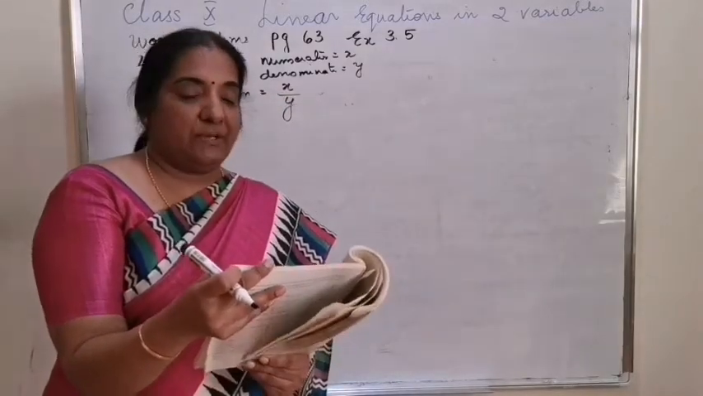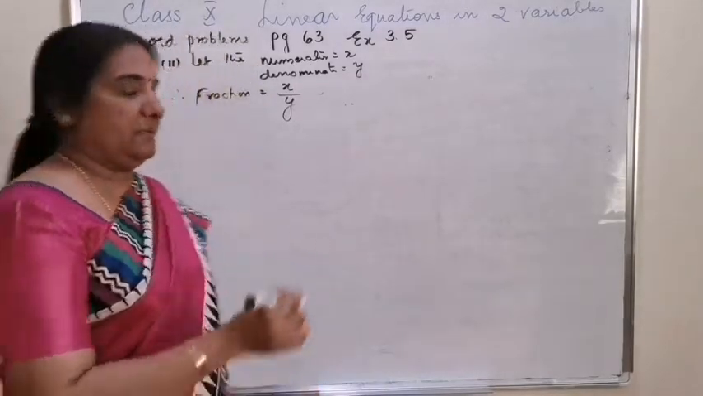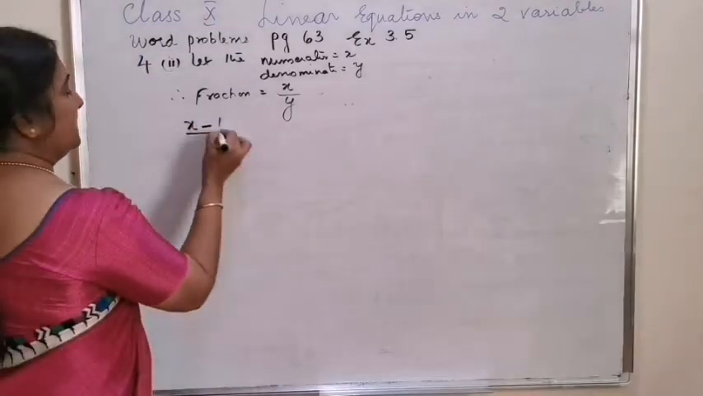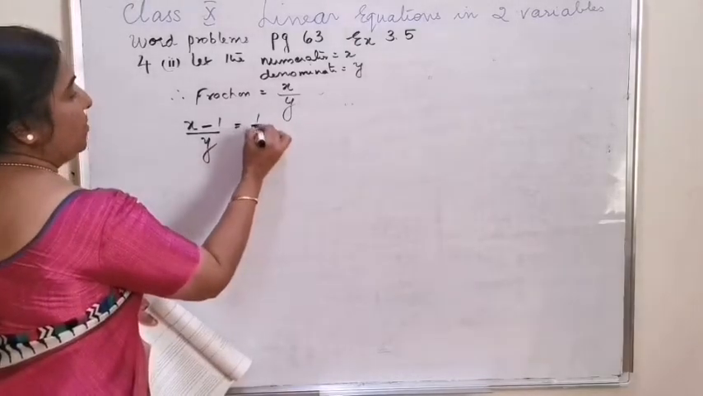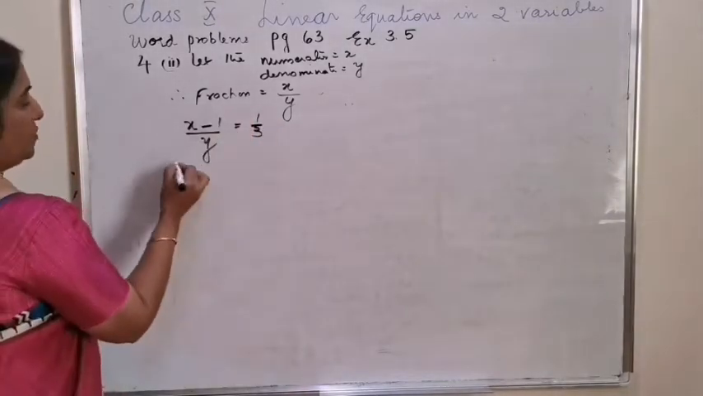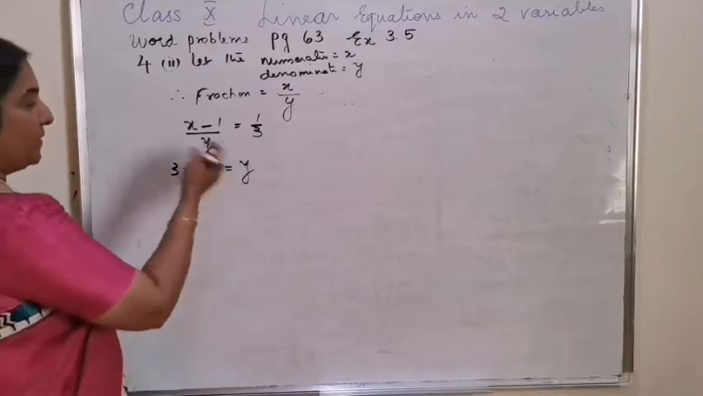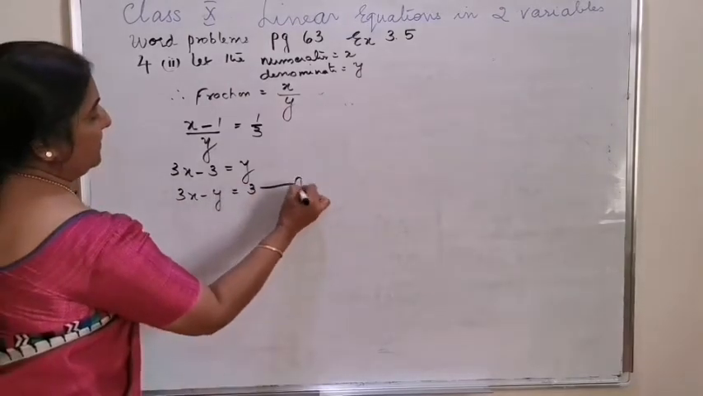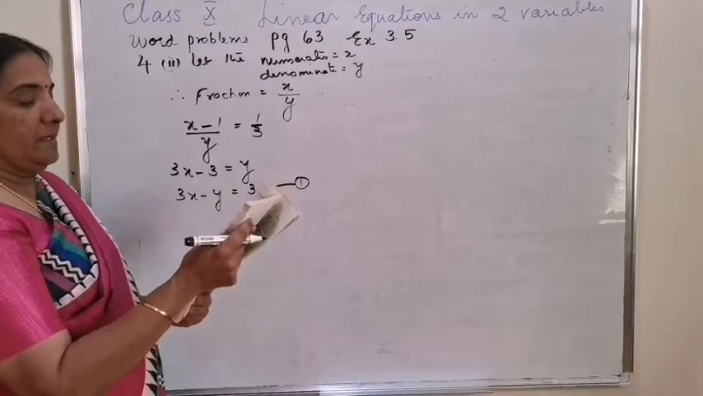A fraction becomes 1 by 3 when 1 is subtracted from the numerator. From the numerator 1 is subtracted and the denominator has no change, and the fraction is becoming 1 by 3. So by cross multiplication, 3x minus 3 is equal to y, or when you bring the variable, it's becoming 3x minus y is equal to positive 3.